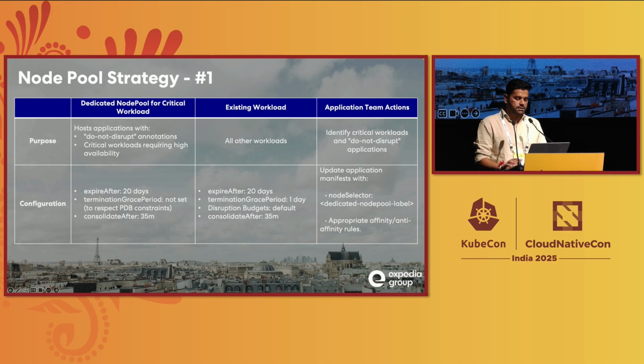It also isolates workloads across node pools, which reduces the impact of node churning. And then optimized resource allocation: as we use tailored node configuration, that improves utilization and cost efficiency overall.